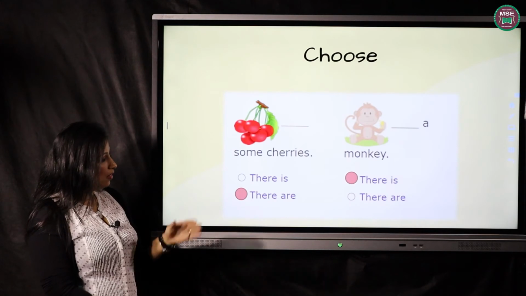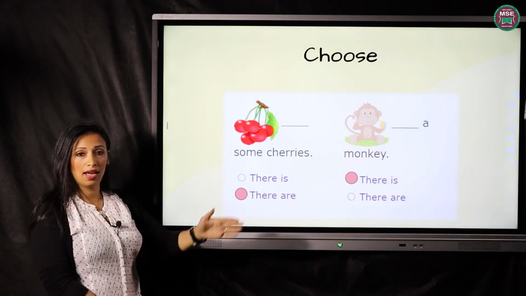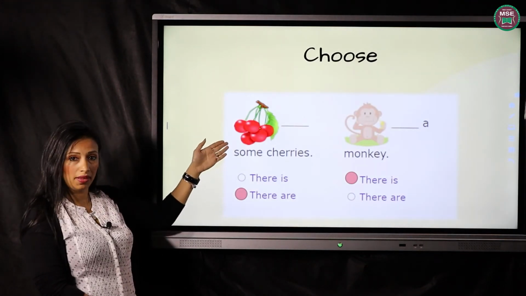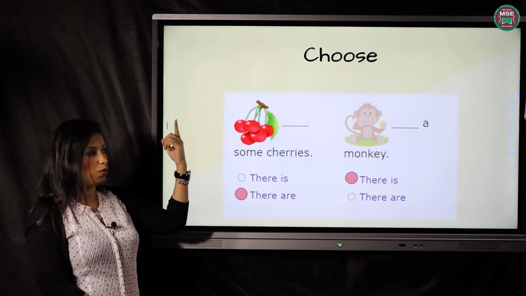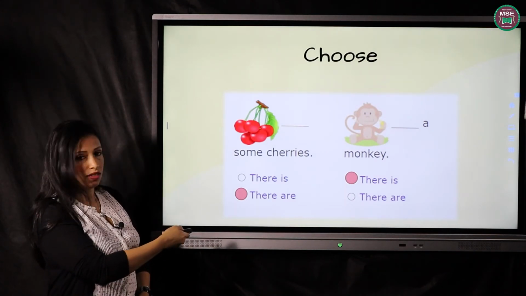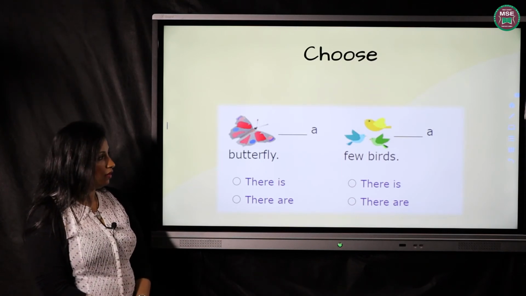Okay. There are some cherries and there is a monkey. Okay, there are because we are talking about many things, and there is because we are talking about only one monkey. Excellent. Okay, look at this picture.